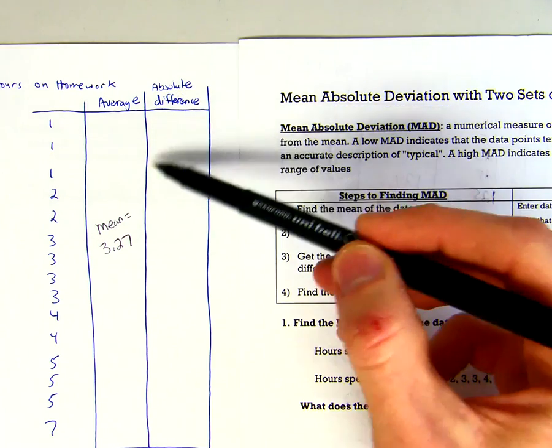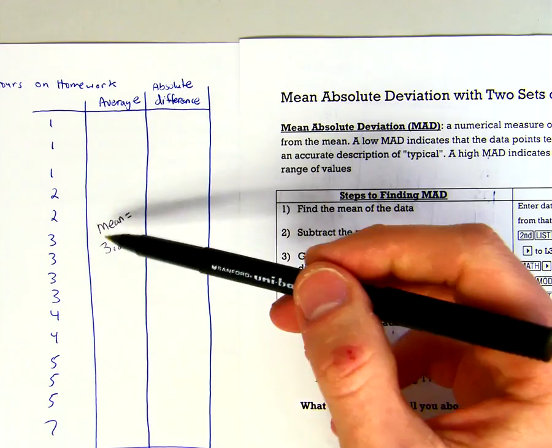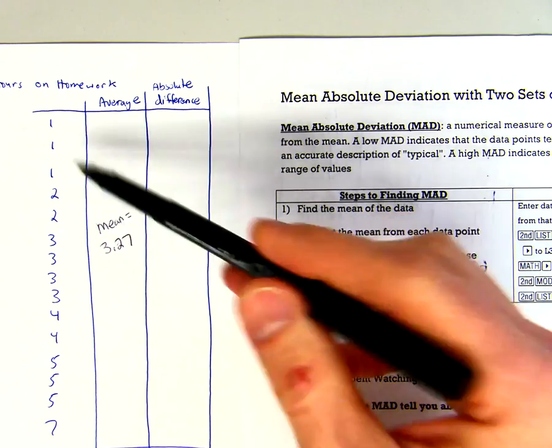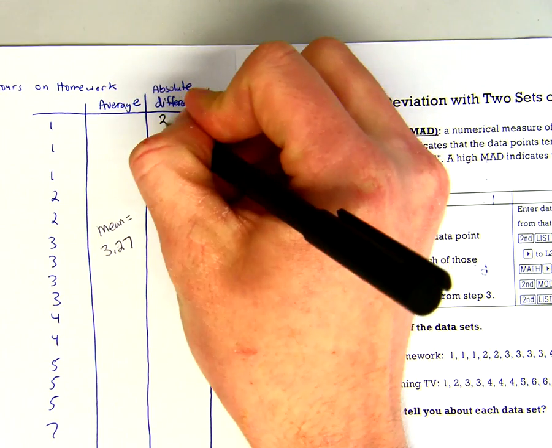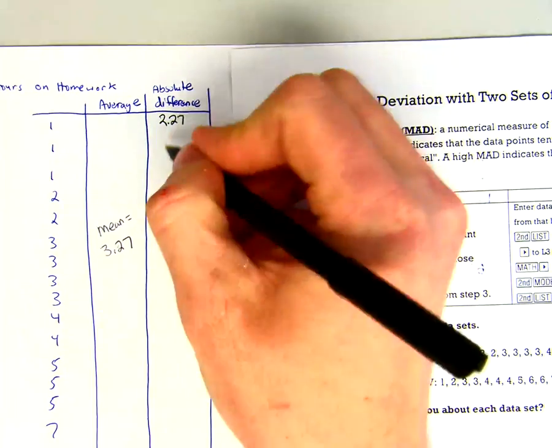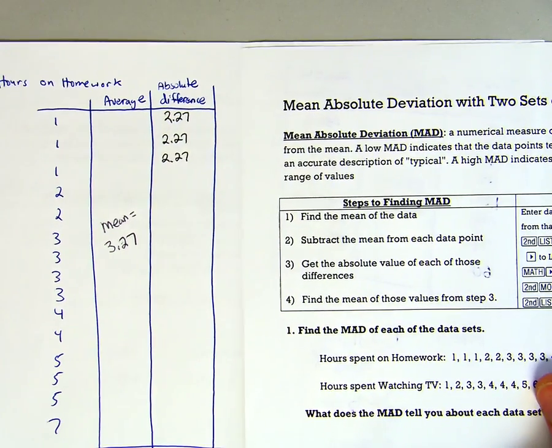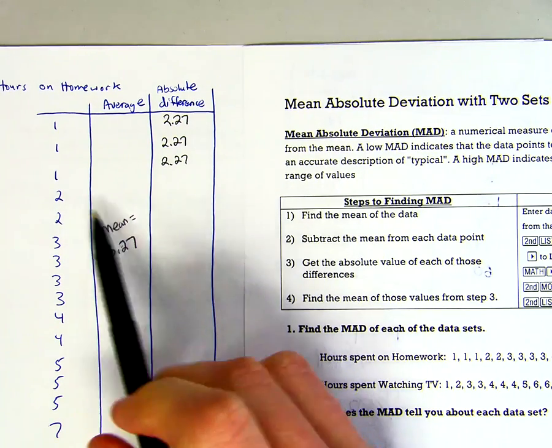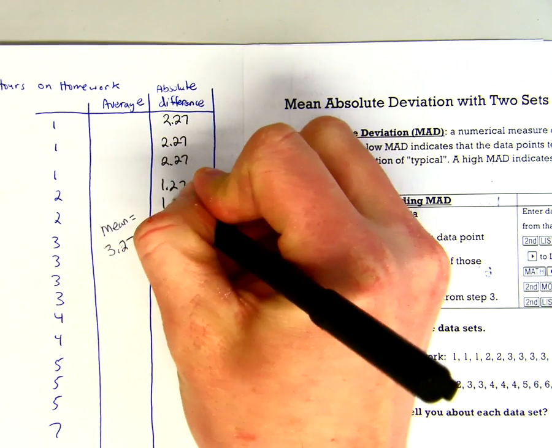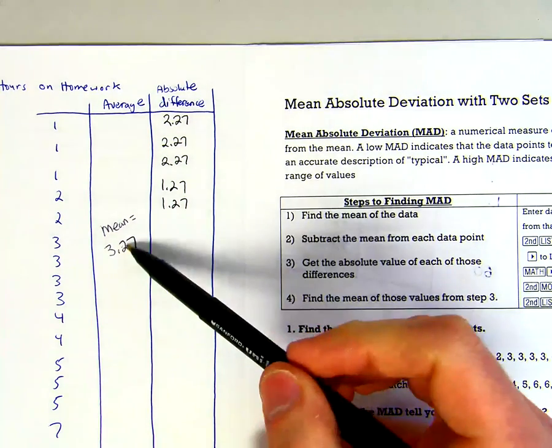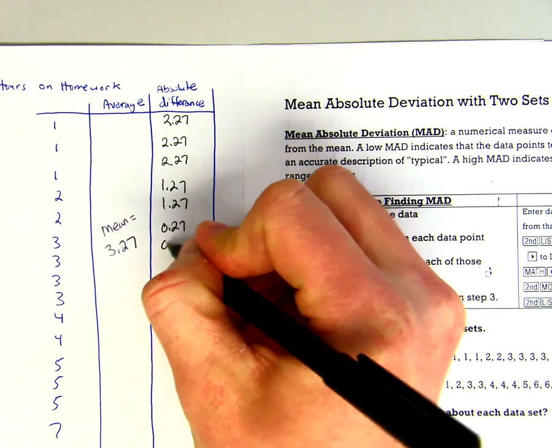I'm just going to do the absolute difference, meaning I'm going to take my mean and subtract it from my data point. I'm just going to always do the larger number first, so 3.27 minus 1 is 2.27. And that goes the same for the next two, so 2.27. Then the difference of 3.27, my mean, and my data points of 2 is going to be 1.27. So I have two of those. The difference of 3.27 and 3 is going to be 0.27. And there's 4 of those.